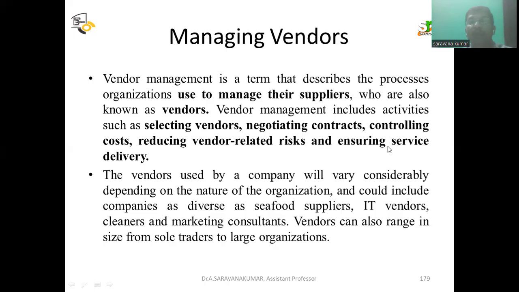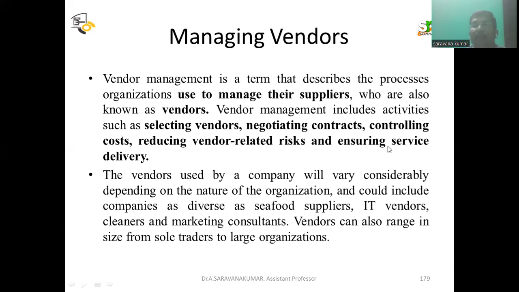Hi everyone. Today we are going to discuss a very important topic in operations management: managing vendors. Vendors, as in the last session where we also discussed suppliers. If you are getting raw materials from suppliers, it is very important to manufacture any product in quality.